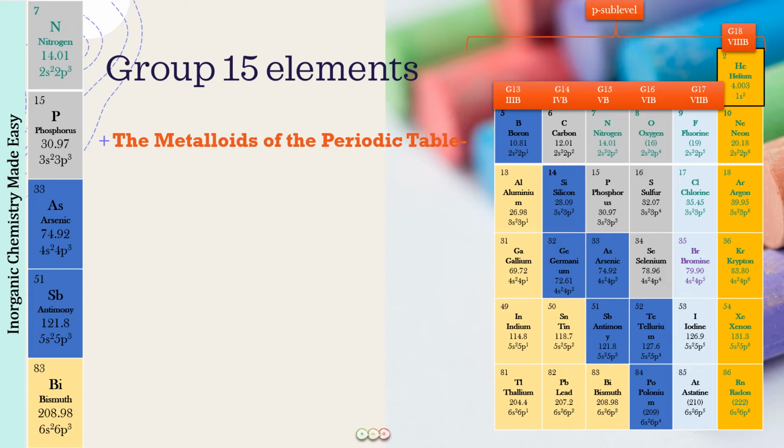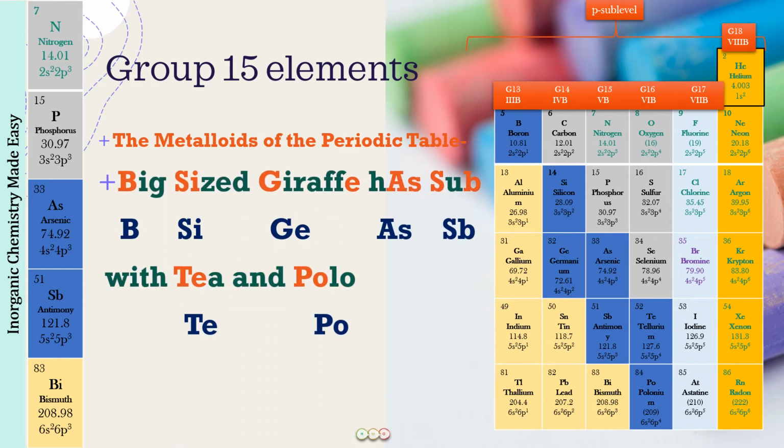These ones you are supposed to remember, and I'm going to give you a trick also to remember this. The mnemonic you can make yours also, right? The trick is to remember that "big sized giraffe has sub with T and polo." All right. So big is going to be boron. Sized, we have silicon. Germanium from the giraffe. Has, I have taken up the As for arsenic. Then we have sub for antimony, and then T for tellurium, and polonium we have polo. All right, so big sized giraffe has sub with T and polo. So please do remember all the metalloids of the periodic table.